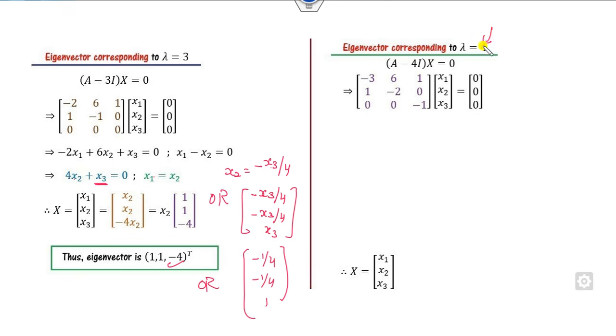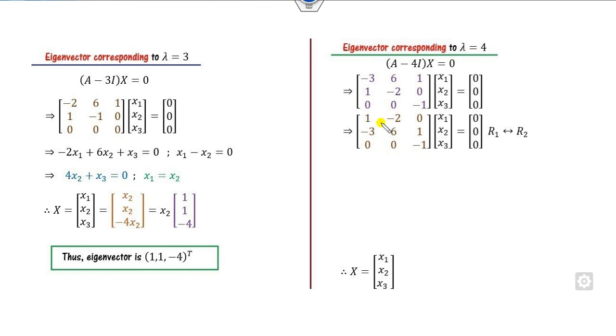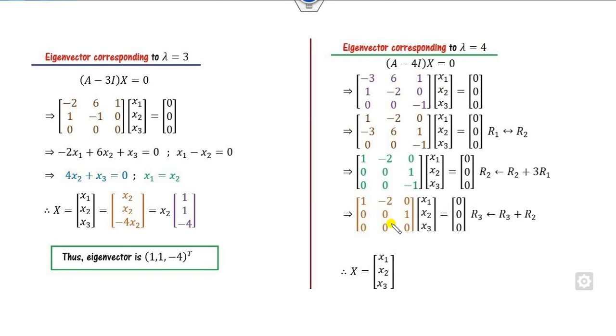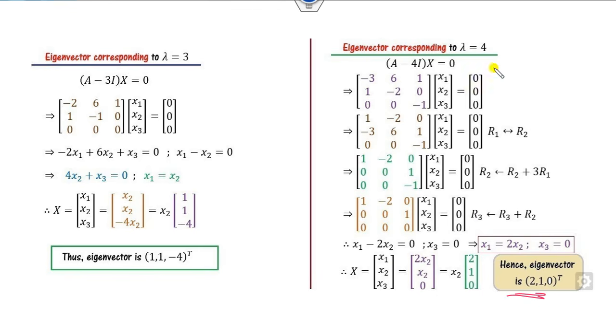How can you find the eigenvector corresponding to 4? We can open this, take R2, multiply it by 3 and add it below. You will get 0 here. So we can see x1 minus 2x2 is 0 and x3 is 0. So I can substitute here and you will get the expression. Now you have the three eigenvectors, because these are distinct: 1, 1, minus 4, the previous one, and 2, 1, 0. Find that determinant, and it will always be non-zero.